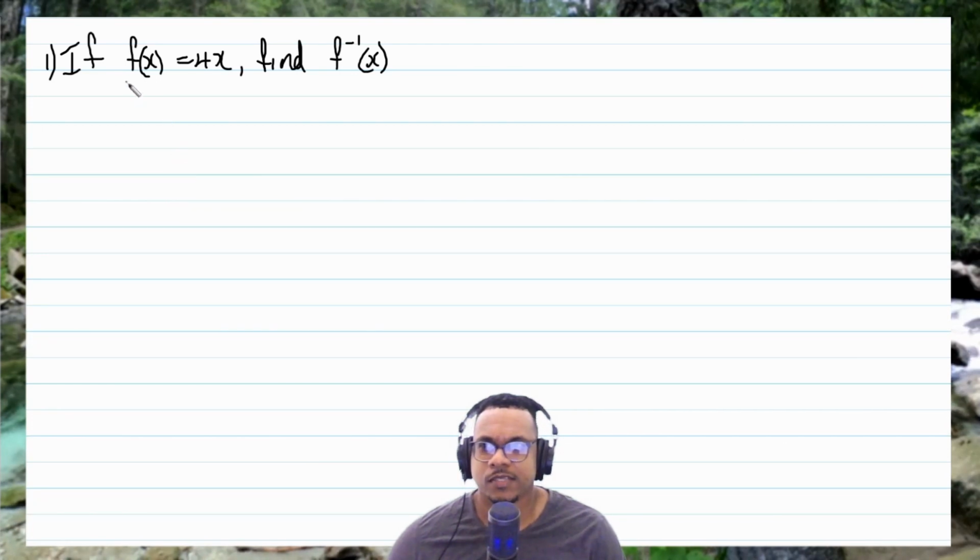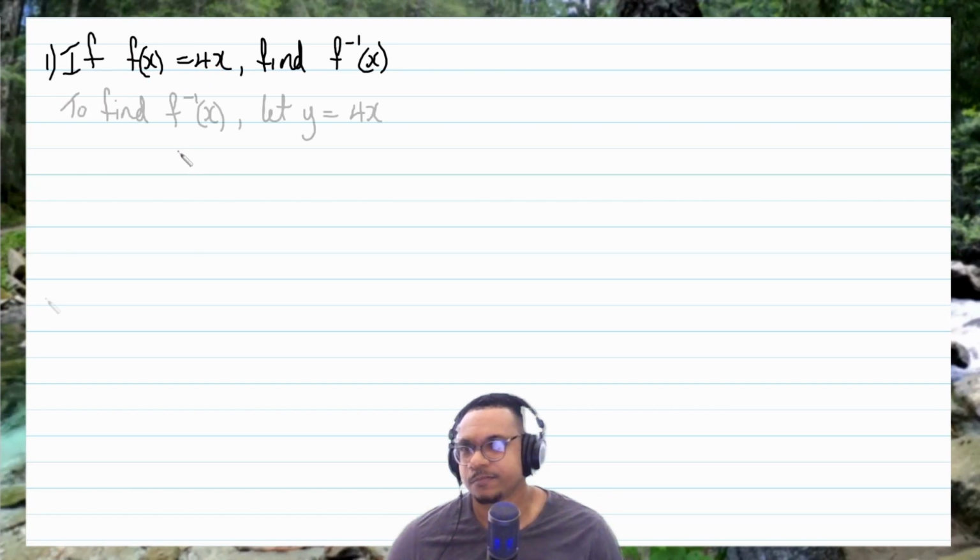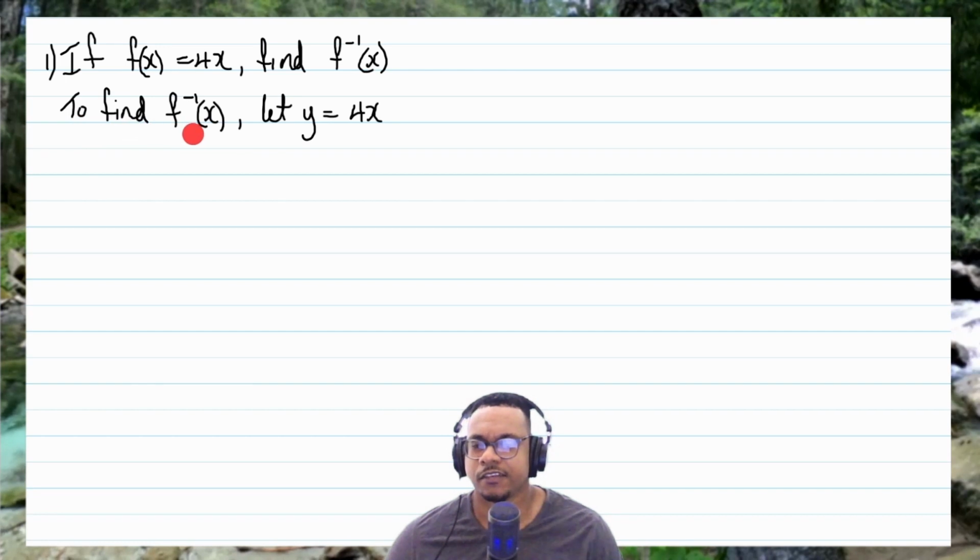So here we're going to look at the same function, f of x is equal to 4x, and we're going to look at a method to find the inverse function, f inverse x. Now I'm going to recall that f of x is a y value, so y is equal to f of x. So if f of x is equal to 4x, it means y is equal to 4x. So I have to find f inverse x. We will let y be equal to 4x.